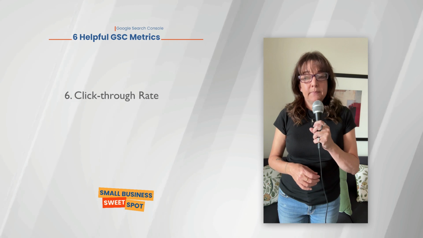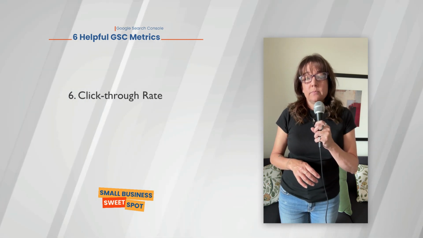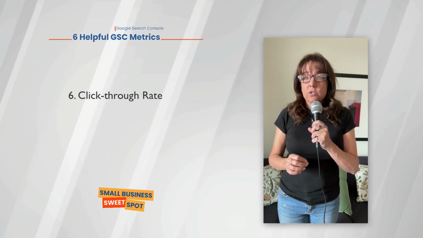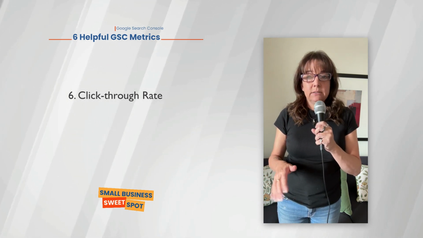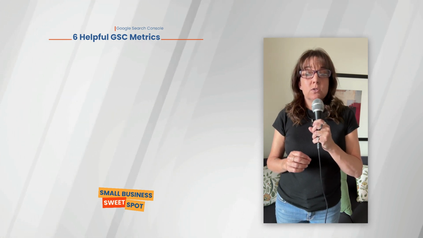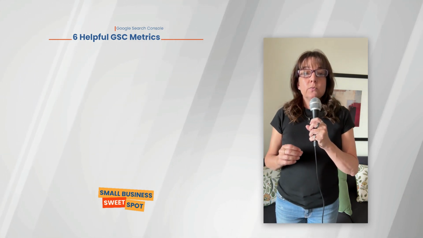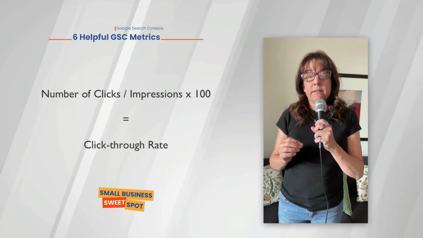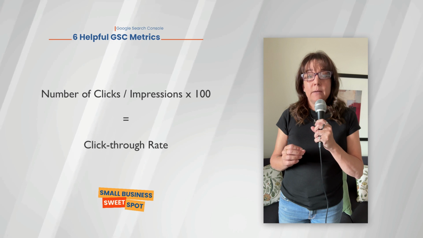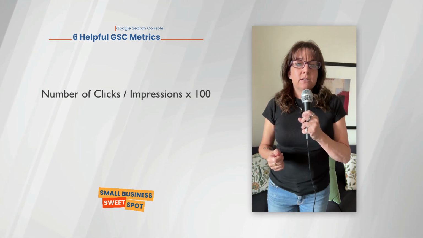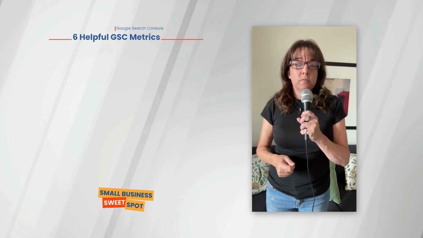6. Click-through rate. It's a good idea to look at a URL's impression and click-through rate data simultaneously. Showing up in the search engine results pages is like half the battle. Getting people to click the URL is the other half, which is why these metrics work so well together. Click-through rate is a calculation. It is the number of clicks divided by the number of impressions times 100, and that will give you your click-through rate. You can use click-through rate to judge how effective your page titles and descriptions are.